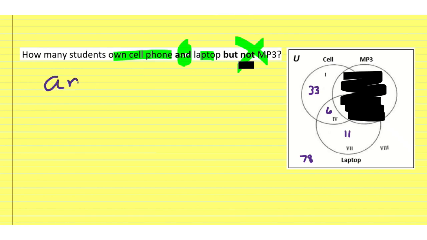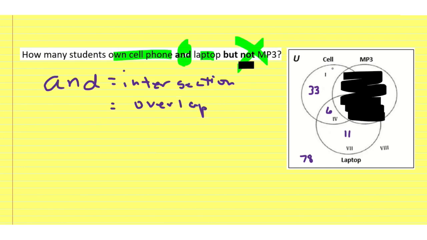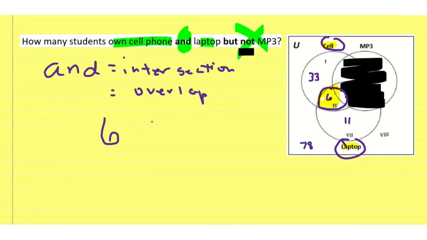Okay, the and, if you remember, means intersection. So it is also, practically speaking, an overlap between the two. So we're going to go find cell phone and laptop. And the intersection is going to be just this area right here, right? It's just going to be this section that is part of the cell phone circle and part of the laptop circle. So that one was pretty simple. I just have 6 students who own a cell phone and a laptop, but not an MP3 player.